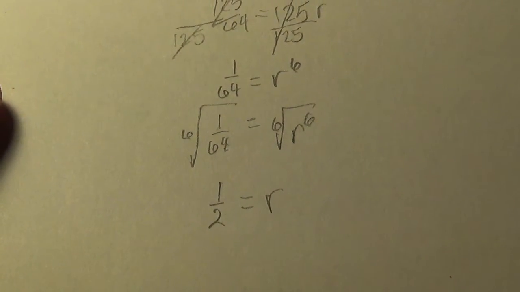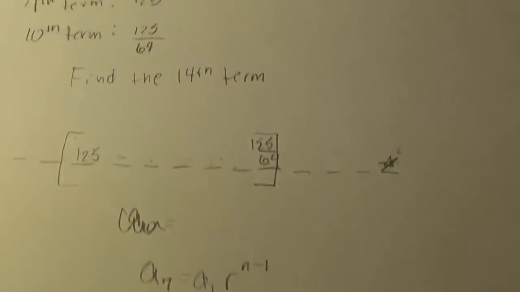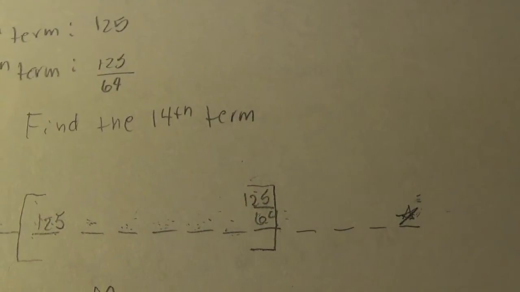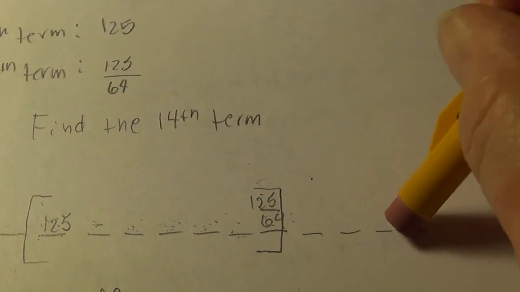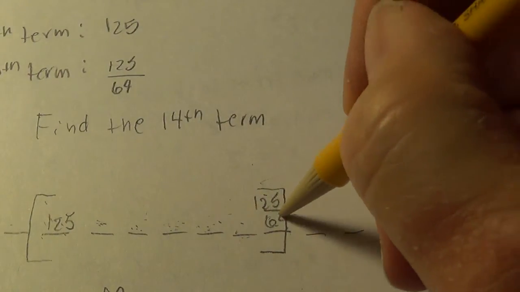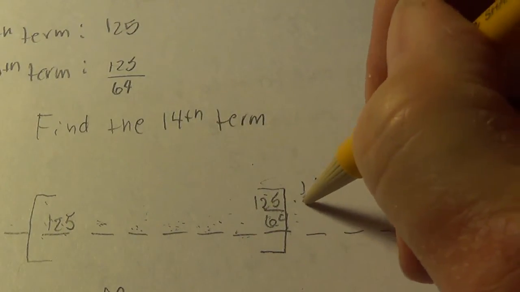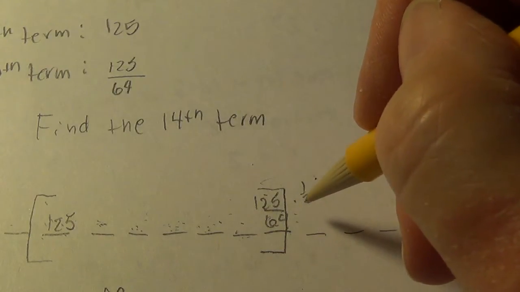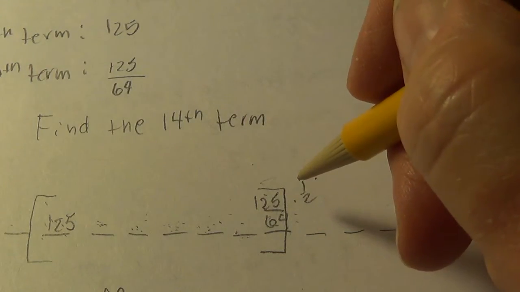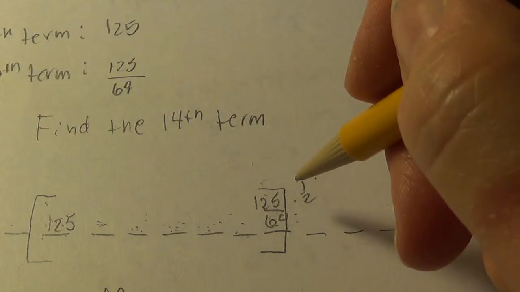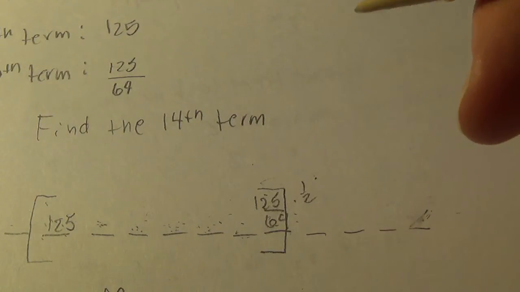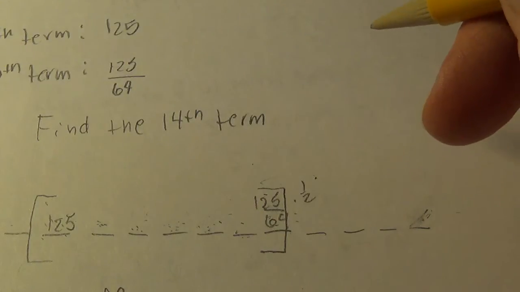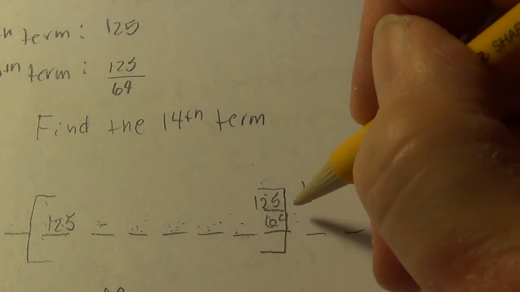So we found the common ratio. Now we can come back up here and find this spot right here. All right, so now we can multiply this by 1/2. 125 times 1/2 is, I don't think I finished this. Once I found r, I was so excited I stopped. All right, let's see if we can do it together here.